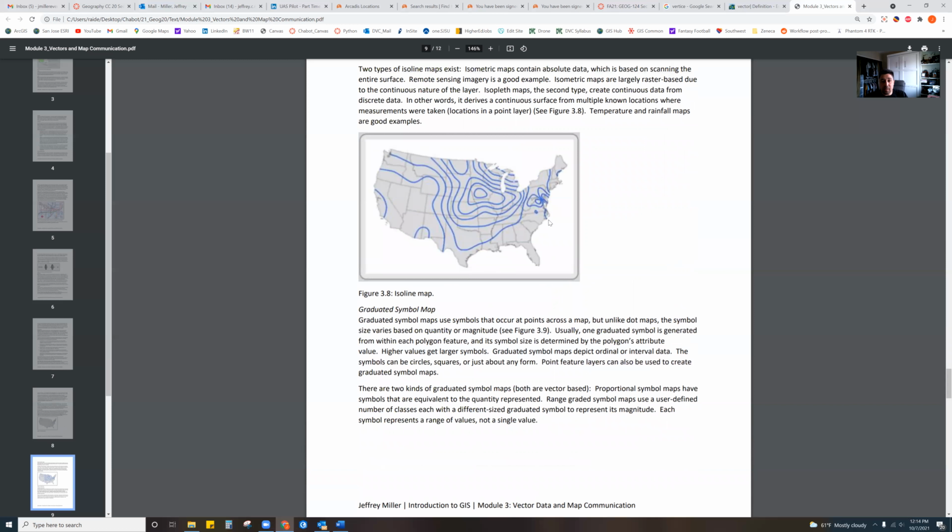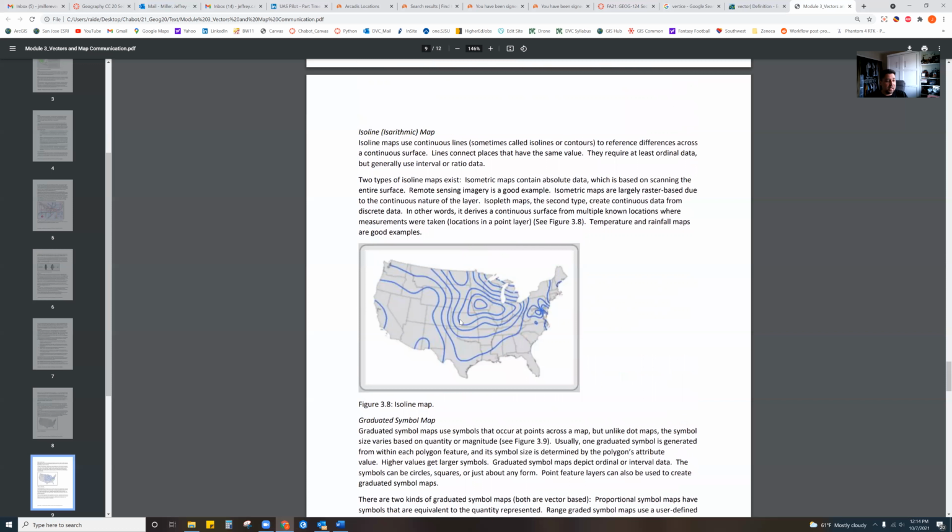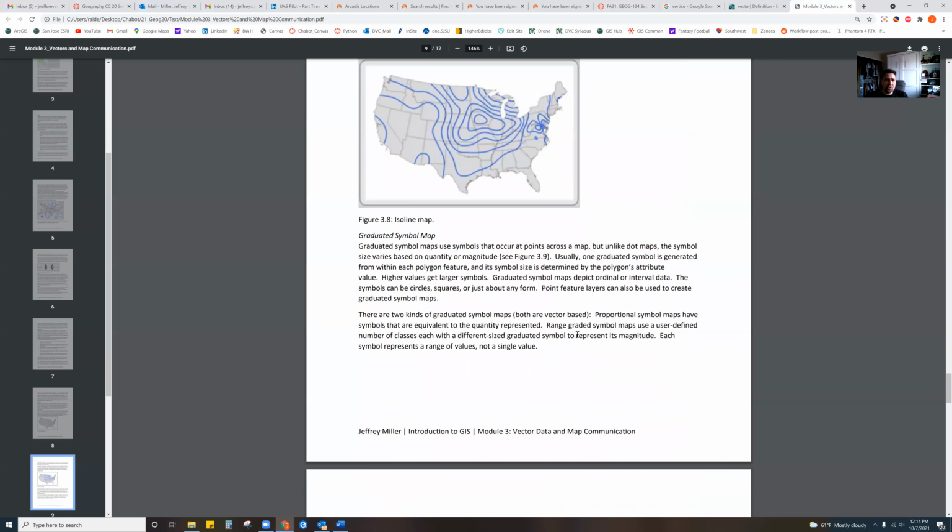Topography is another big one when it comes to isolines, because these very commonly represent elevation values, especially if you look at something like a trail map. When you see lines like that, those are representing the elevation contours of that area.